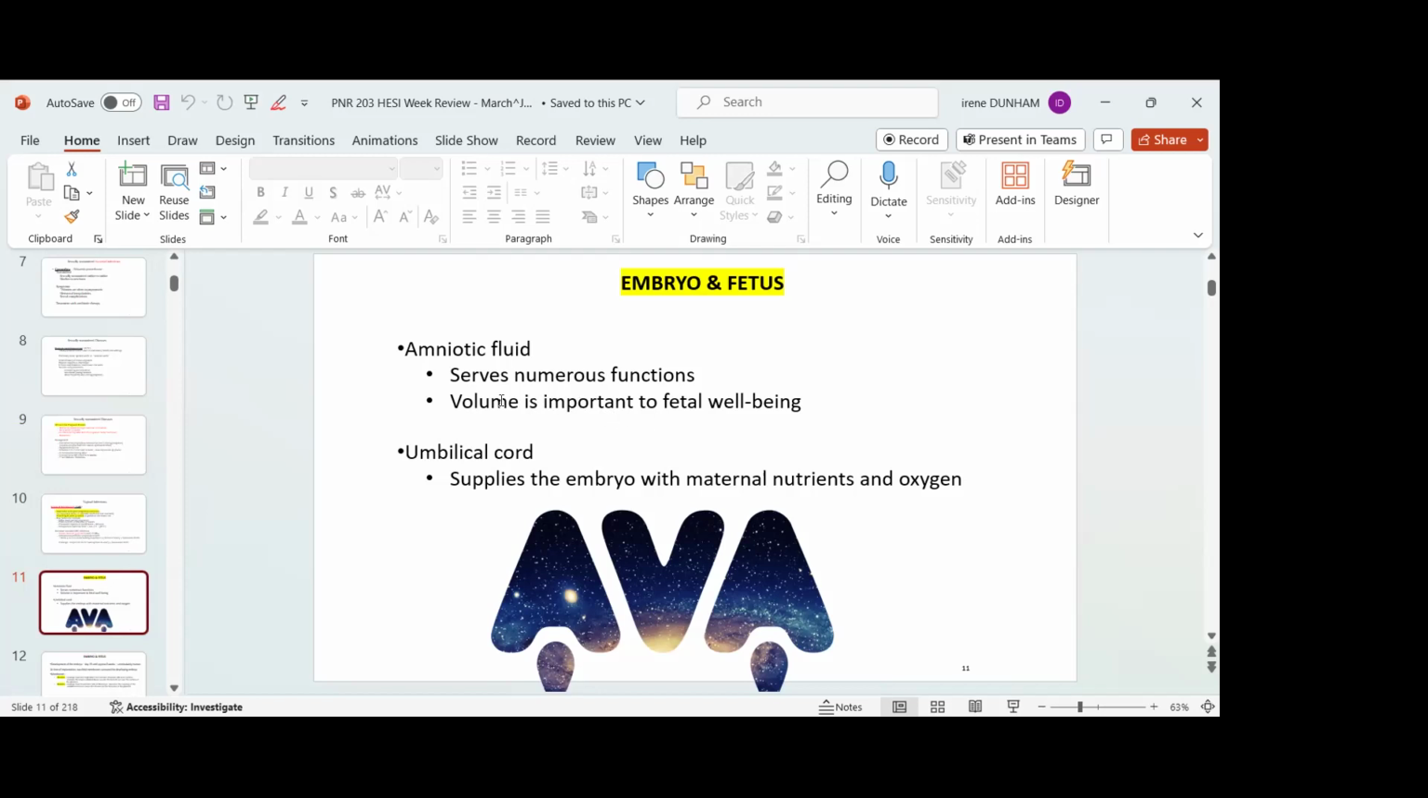Absolutely. When we have low amniotic fluid, called oligohydramnios, we know that it could be something wrong with the baby's kidneys. We have to look at the baby's kidneys. So we want to make sure that we're looking at the amniotic fluid and the umbilical cord. The umbilical cord supplies the embryo with the maternal nutrients and oxygen. I call that baby's lifeline, you know, because he needs it so much.